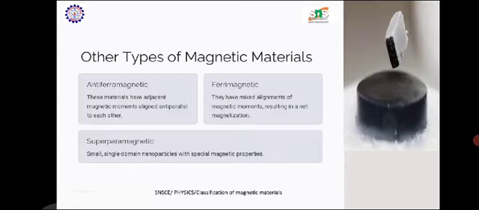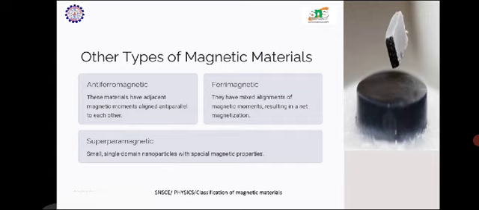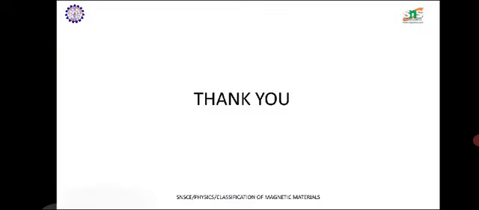Apart from this, we have other types of magnetic materials: antiferromagnetic, ferrimagnetic, and superparamagnetic. In antiferromagnetic materials, adjacent magnetic moments are aligned antiparallel to each other. In ferrimagnetic materials, there is a mixed alignment of magnetic moments resulting in a net magnetization. Superparamagnetic materials are small single-domain nanoparticles with special magnetic properties. These are the other types of magnetic materials.